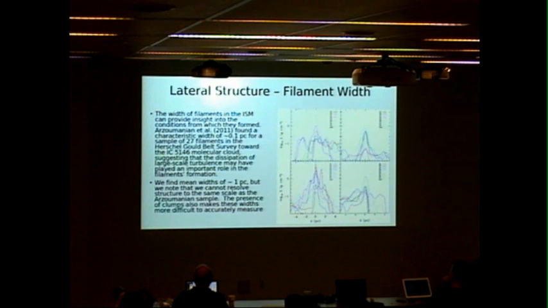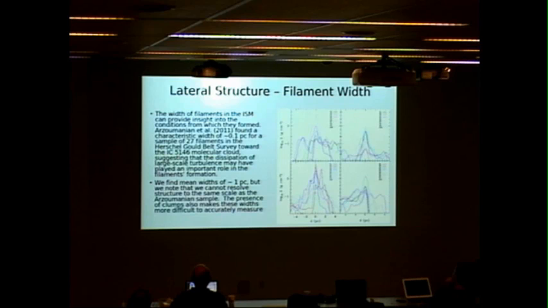So moving on to the lateral structure of the filament, we can construct the mass or column density profiles across the filament, and we show this for each strip, for each filament in this figure. The main thing to take away from this is that due to the presence of the dense clumps, it's difficult to determine what the filament width is, which has been shown to be an important quantity in determining the conditions under which the filaments have formed.